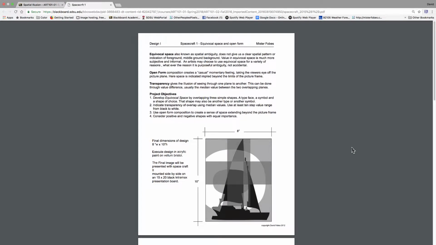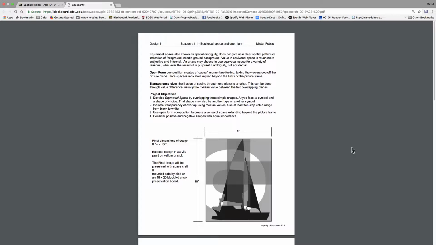Okay, this will be short and sweet. This sets up the project that we're going to work on. This is value mini lesson number 3. If you go to Blackboard and you go to the assignments folder, you'll see a folder called Spatial Illusion. And this is a PDF that describes the project.